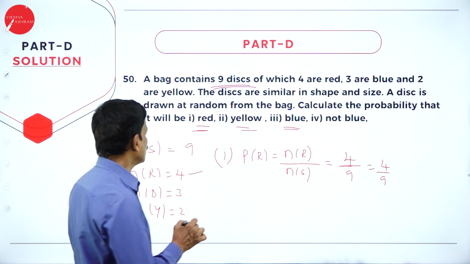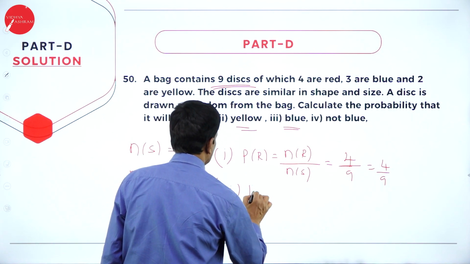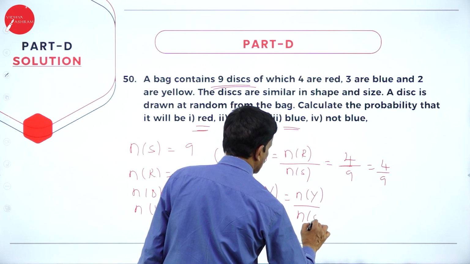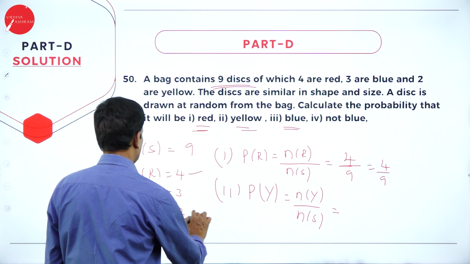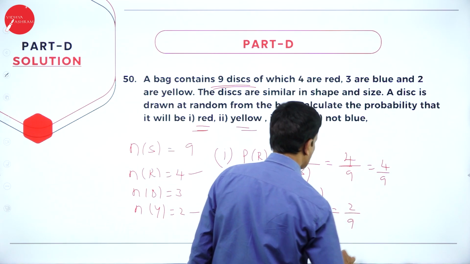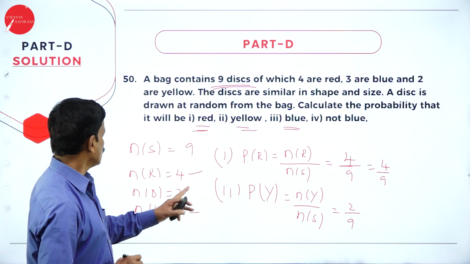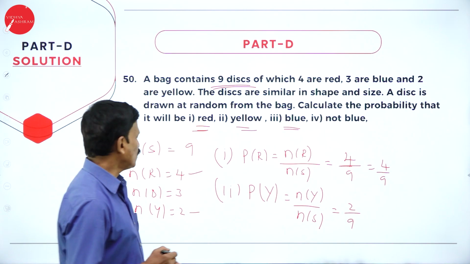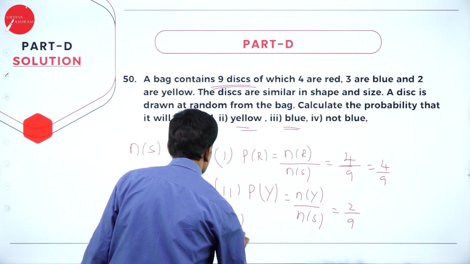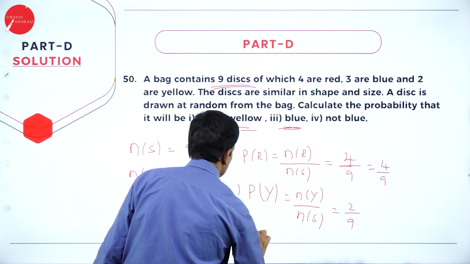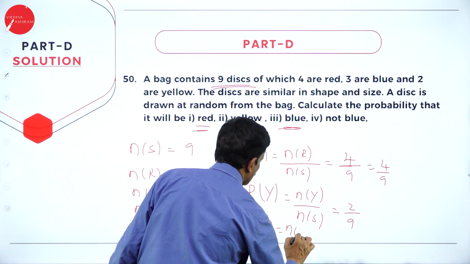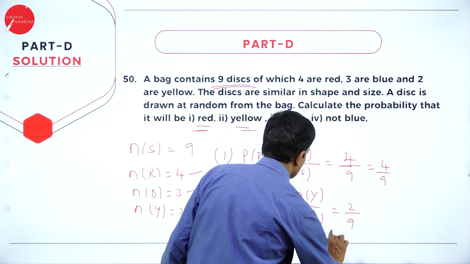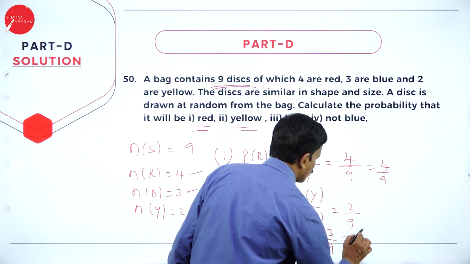Next, the second one is the probability of yellow. That is n of y divided by n of s. What is n of y? The number of yellow is 2, divided by 9. That is 2 by 9. Now the third one, the probability of getting blue. P of b is equal to n of b divided by n of s. How many blue are there? 3, divided by 9. That's equal to 1 by 3.